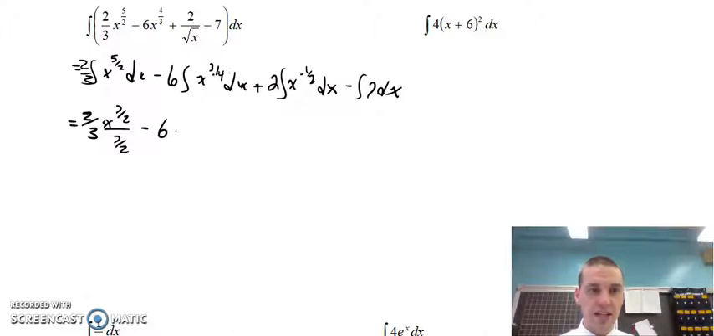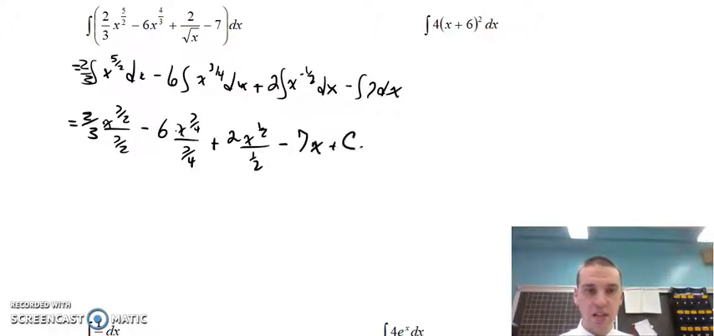minus 6 times, so again, tell you what you're adding. So if we're adding 1, we're adding another 4/4, so x to the 7/4 over 7/4 plus 2. Adding 1 to a negative 1/2 gives you a positive 1/2, minus the integral of any constant. We're just going to add an x onto it, so 7x plus c.